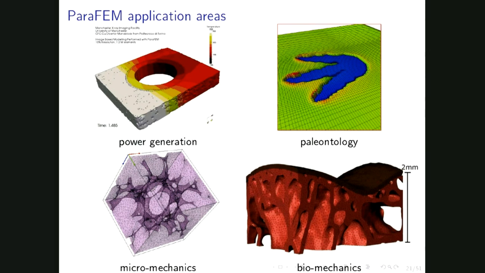Two other areas are, one is micromechanics and the characterization of materials. This is work that is carried out in collaboration with the large group run by Professor Philip Withers, the University of Manchester, who's the director of the Royce Centre for Materials.